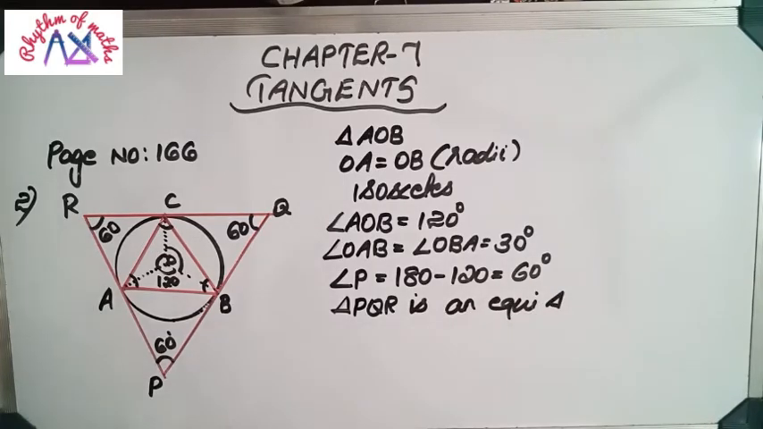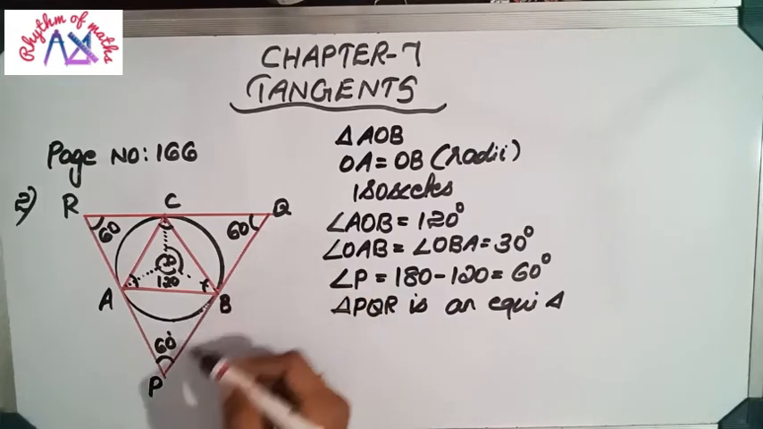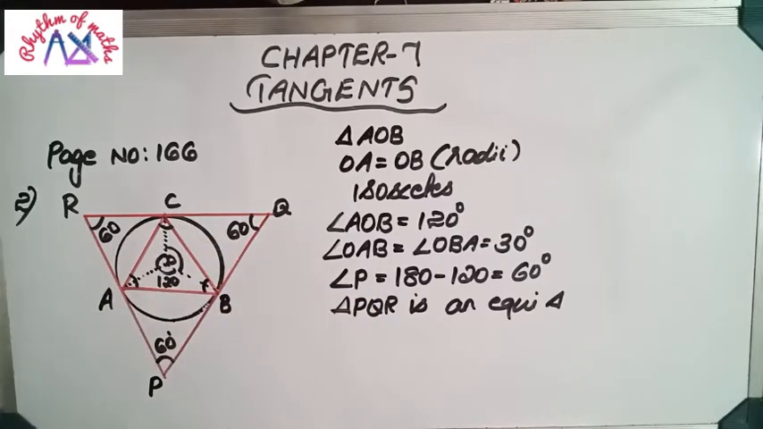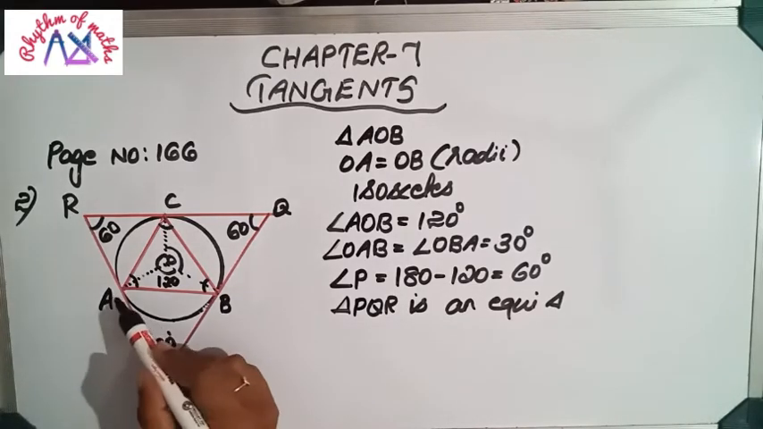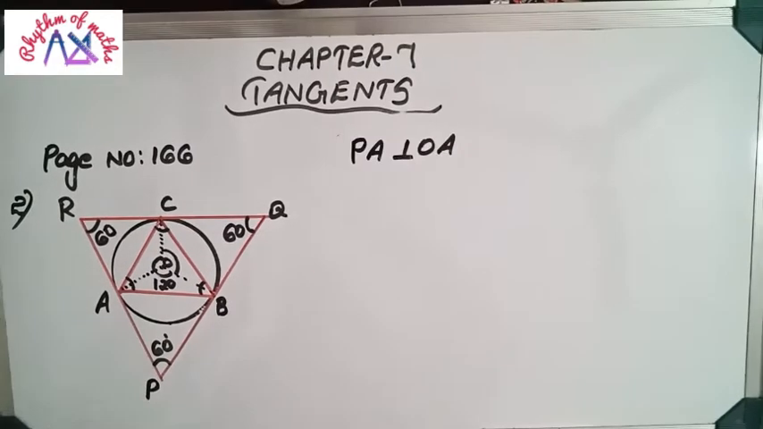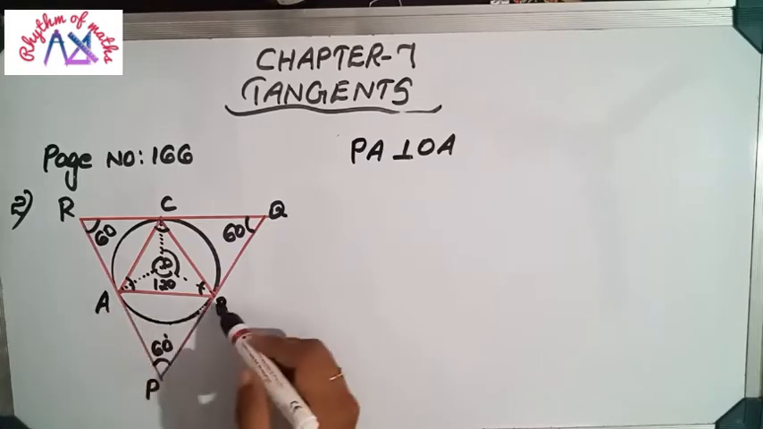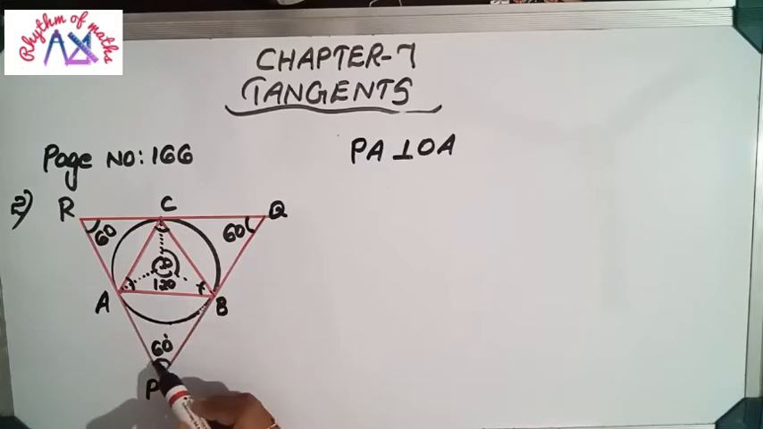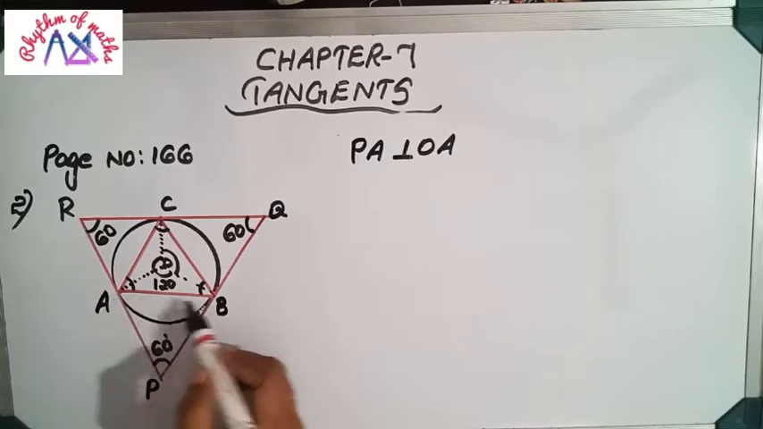Next we have to prove that the side PQ equals double the side of the small triangle. For that, consider triangle ABP. Next we have to consider triangle PAB. Here, to find the remaining angles, only the 60 degrees is known. These two angles we need to find.